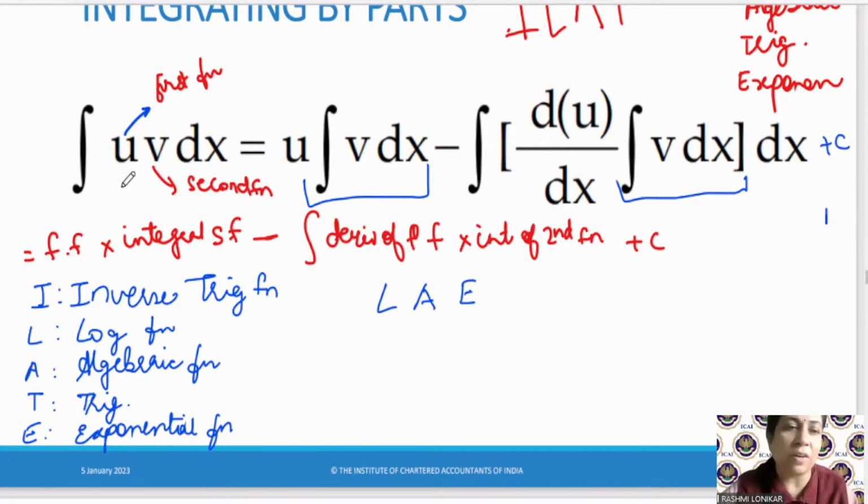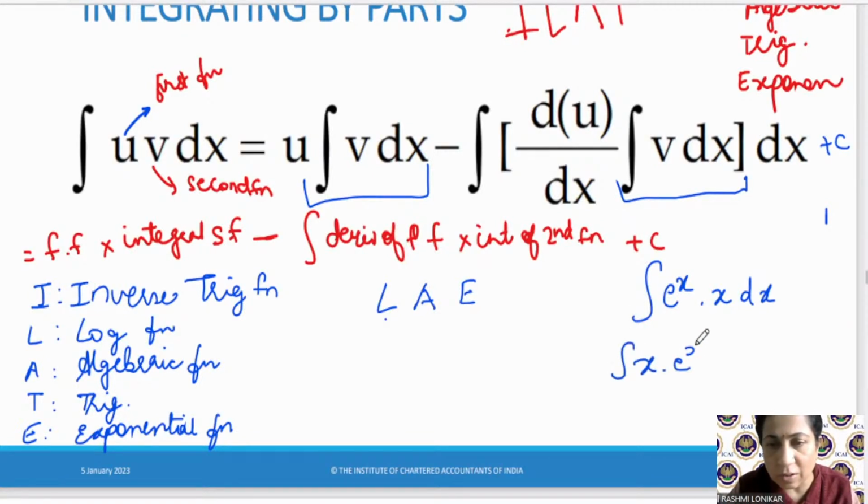So whenever I have multiplication of two functions, suppose I have e raised to x into x dx, what does this rule say? It says that I should choose the order of the functions. There are two functions here. I should choose the first function to be logarithmic and the second algebraic. Or if I have AE, then the first should be algebraic and then exponential. So in this case, what will I do? Integration of x into e raised to x dx.